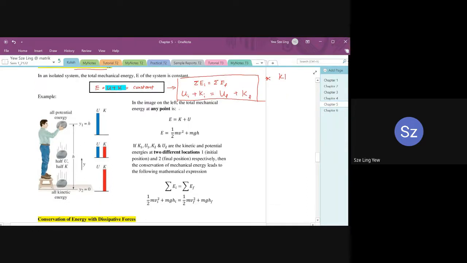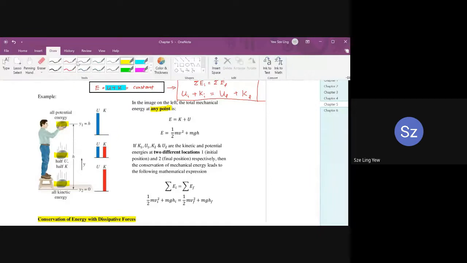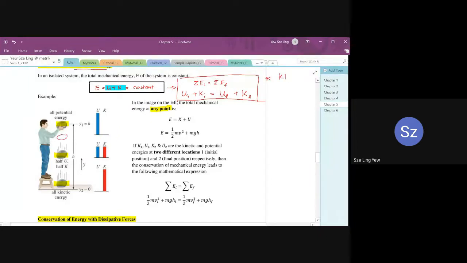In the image on the left-hand side, look at the total mechanical energy at any point. This is what I told you just now. Don't get the misconception that only the initial part and this part are conserved. No, it is conserved at any point, including the one at half K and half U. Or if you look at another position, another height, all these 5 positions, the total mechanical energy is the same, it is constant. So E equals K plus U, equals 1/2 mv squared plus mgh.